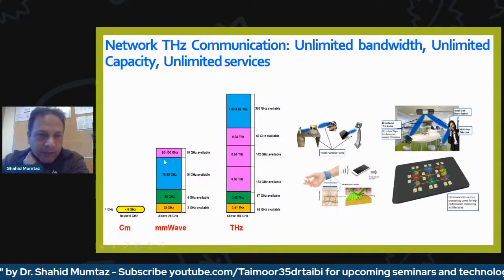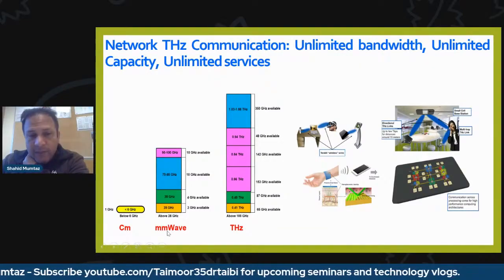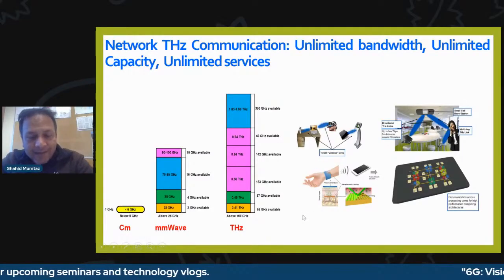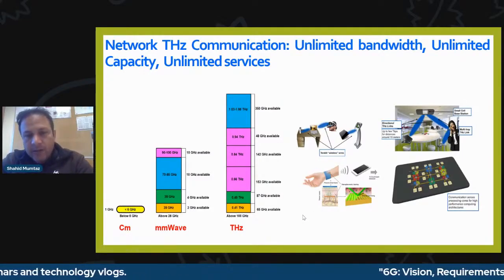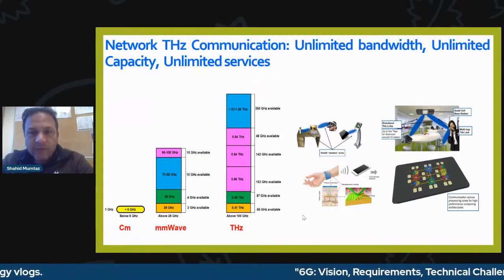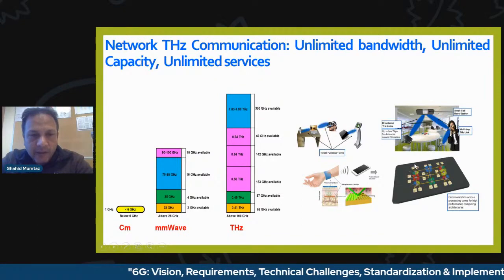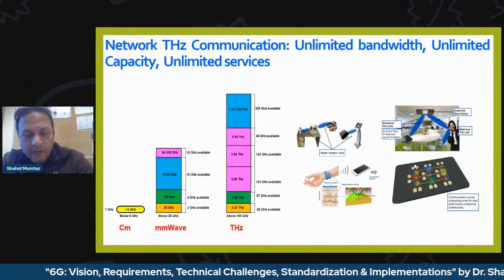So we already have a lot of bands available in millimeter wave, which are used a lot in 5G, but in 6G we are going to terahertz, because most of these bands are unlicensed, and again the coverage will be quite less. There is a very specific use case for them. Of course, if you want to increase the coverage, you have to use a lot of other techniques.